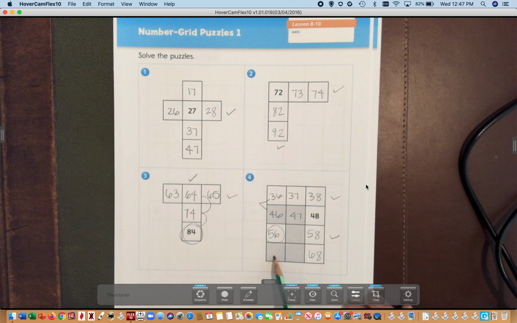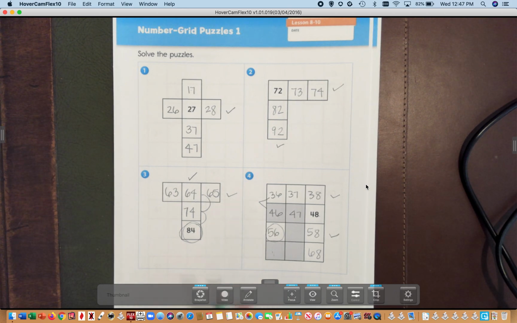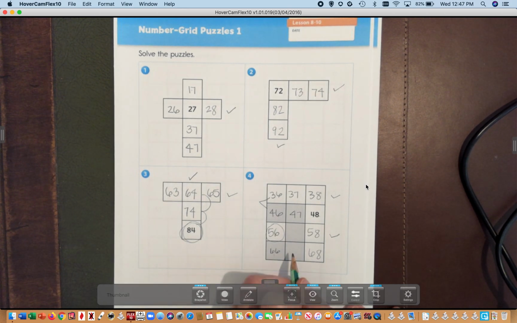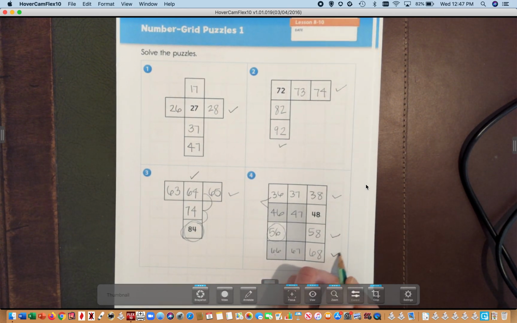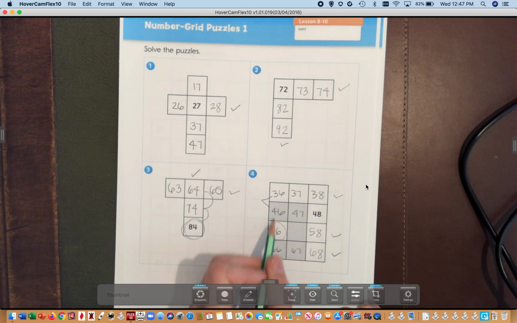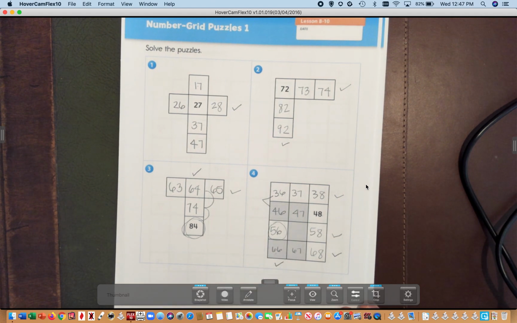58, this would be 68, 66, 67, 68. And then I just need to check these by tens. 36, 46, 56, and then I wrote this one for myself too.